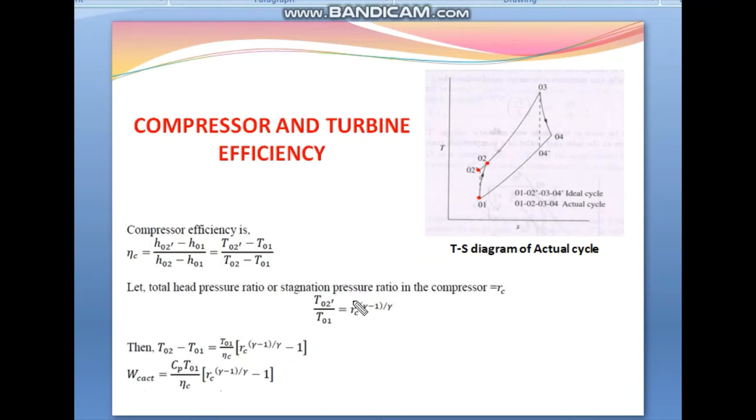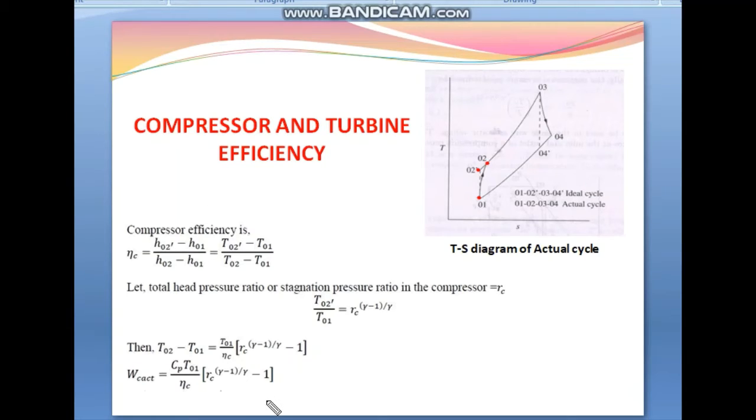Now from this equation we can write T2 minus T1 is equal to T1 by eta C, where eta C is the compressor efficiency, into RC to the power gamma minus 1 by gamma, minus 1. This relation comes from the compressor efficiency equation.